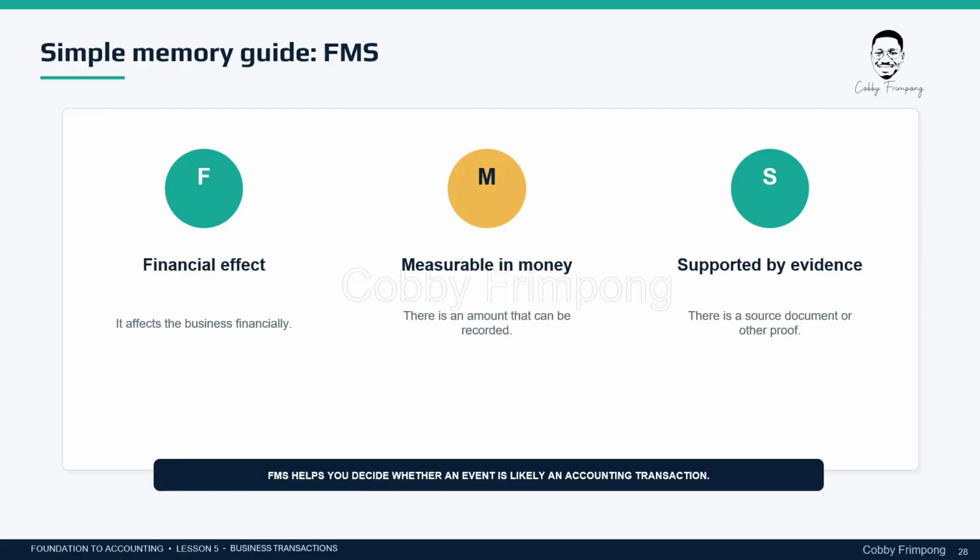Simple memory guide. A simple memory guide is FMS. F means financial effect. M means measurable in money. S means supported by source document. A business transaction must usually be financial, measurable, and supported by evidence. If an event has these three features, it is likely an accounting transaction.